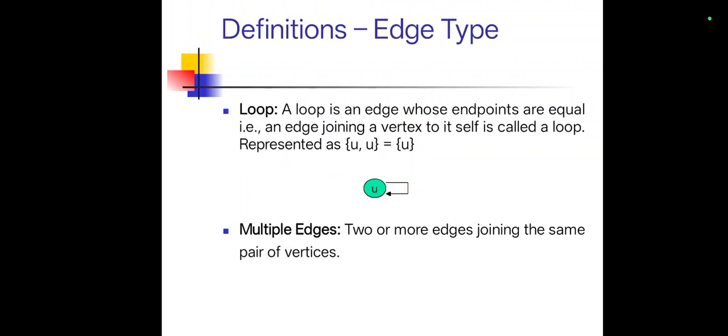Loop. A loop is an edge whose endpoints are equal, that is, an edge joining a vertex to itself is called a loop, represented as (U, U) equal to U. Multiple edges: two or more edges joining the same pair of vertices.